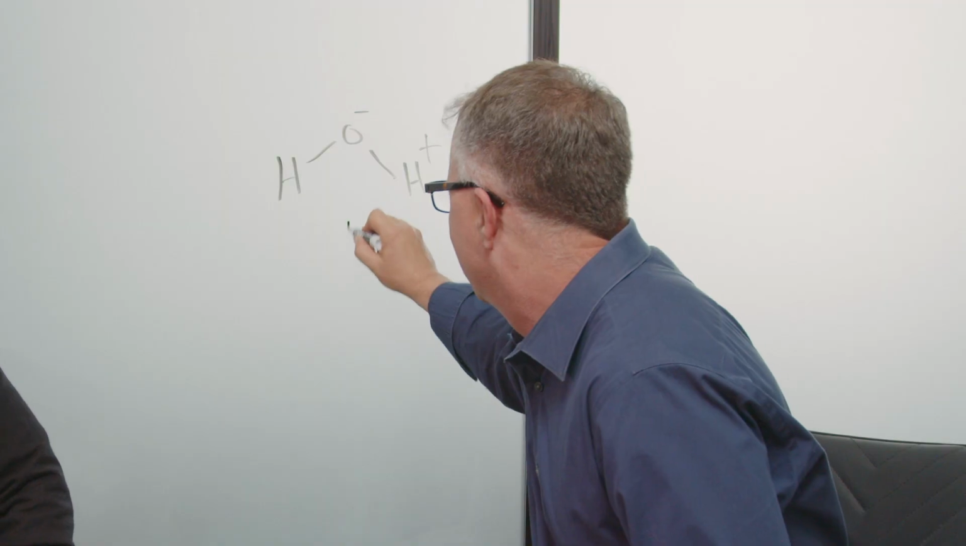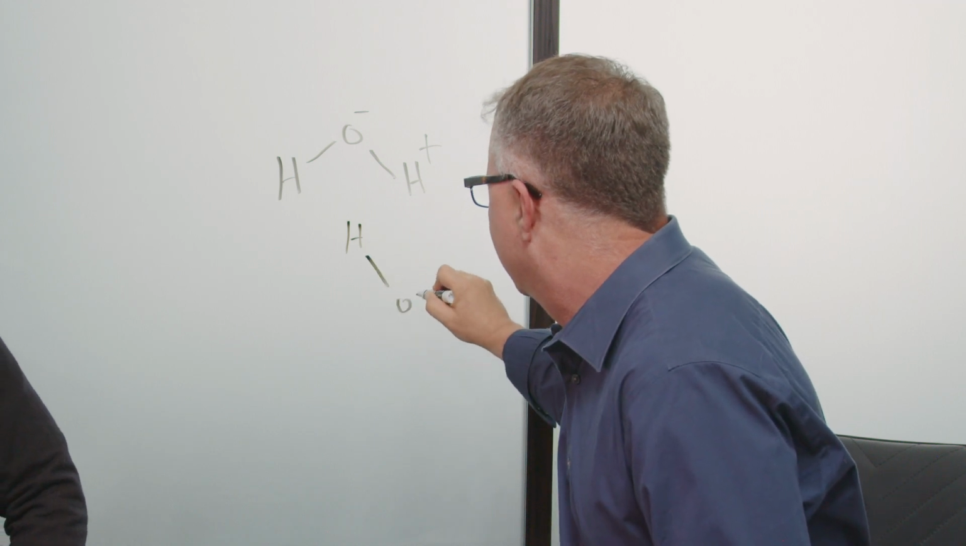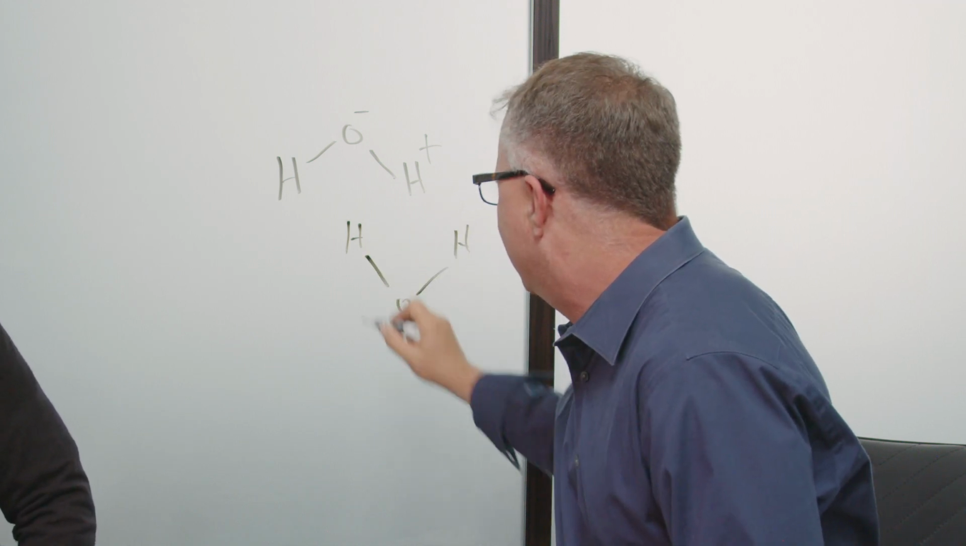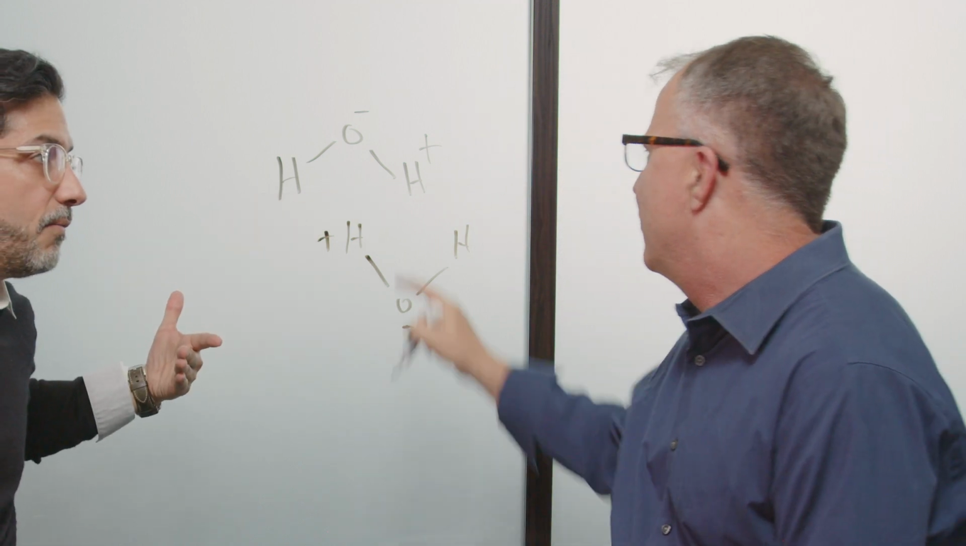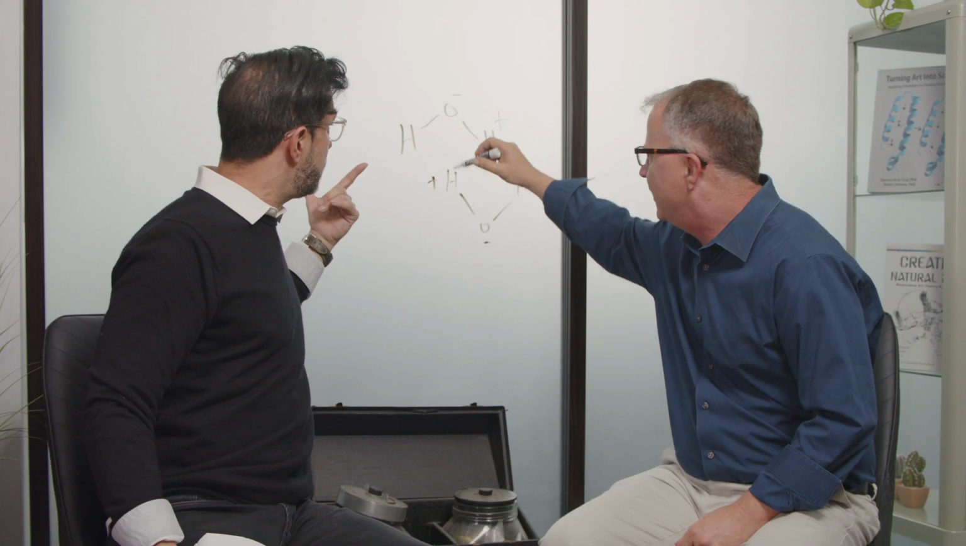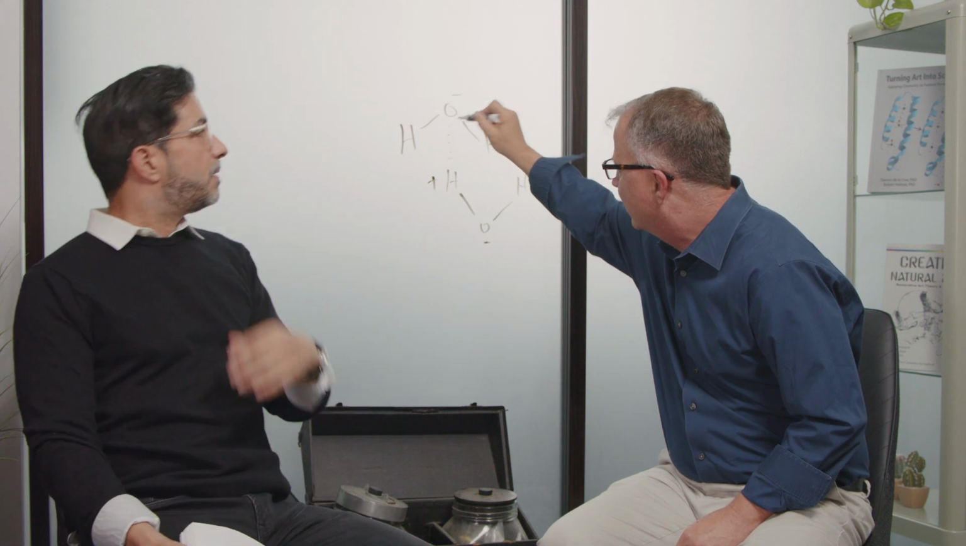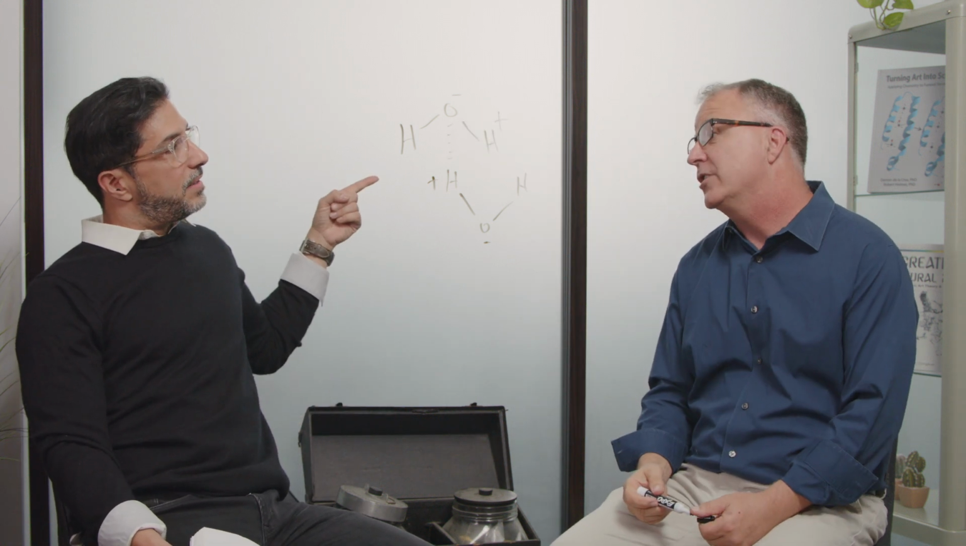Now just imagine there's another water molecule around, and we're going to draw it this way. This is negatively charged, and that's positive. Again, the hydrogens are positive. Now they would repel each other, right? Those would repel, but there's an attraction between those two. What do you call that? That's a hydrogen bond.